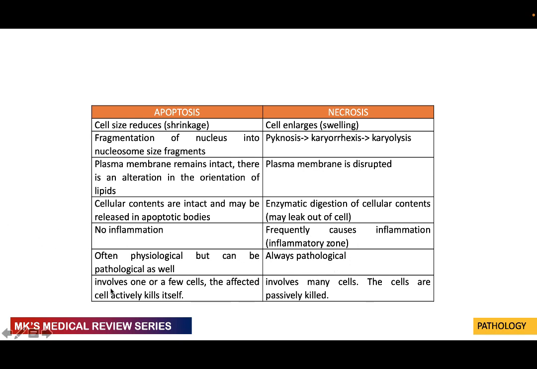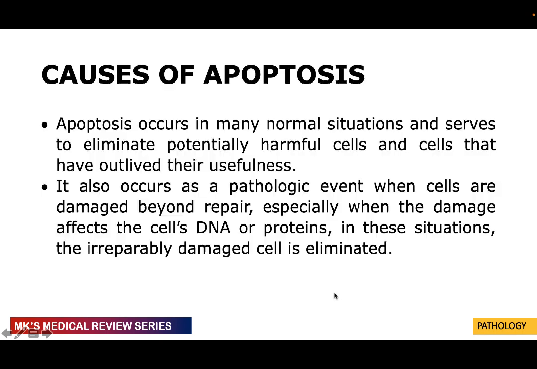Apoptosis often tends to affect one or a few cells because it's like the cell killing itself. And in terms of necrosis, it's going to be affecting many of these cells and they are going to be killed off passively. So remember that apoptosis actually occurs in many normal situations and can serve to eliminate cells that are potentially harmful. If a cell is infected by a virus, it knows that something is wrong with it, and kills itself off before the virus can spread, kills itself off before cancers can actually set in.